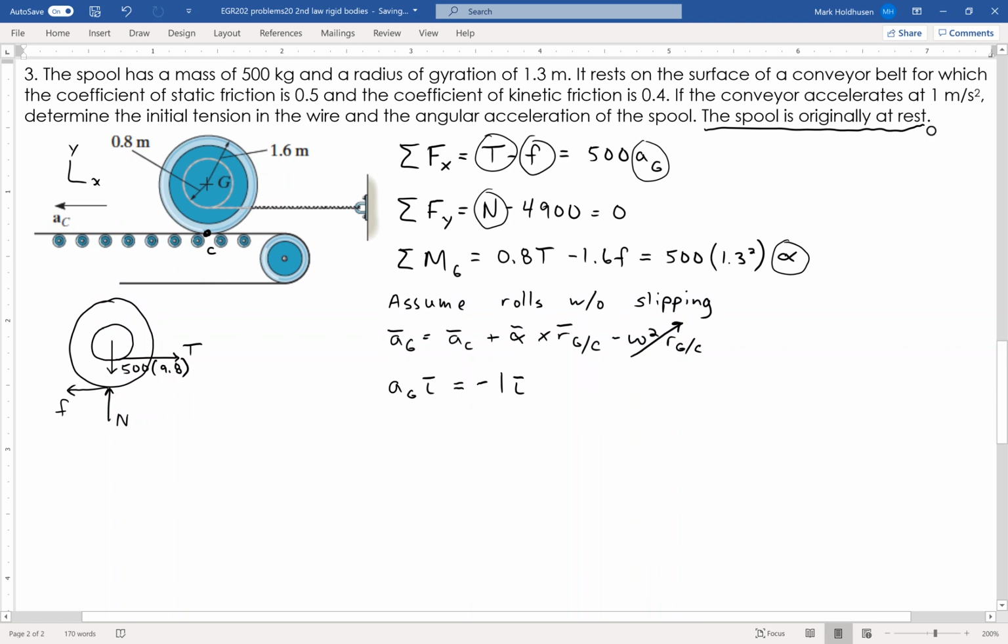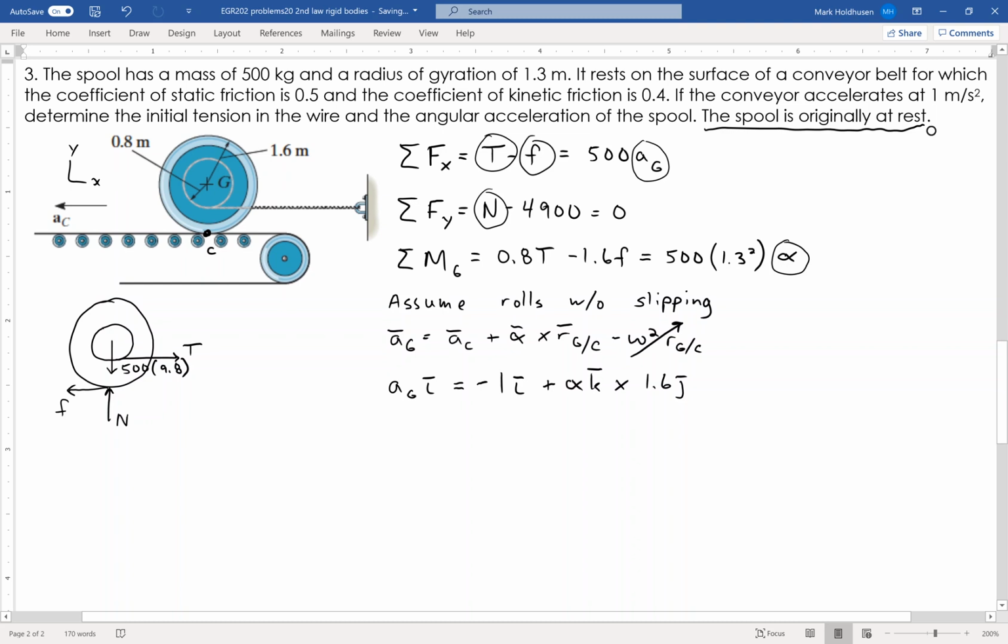Okay. Then I have alpha cross R. Again, I don't know what alpha is. I know it's in the K direction. So I'll go plus alpha in the K direction crossed with R. This is from C to G, so that's going to be plus 1.6J.